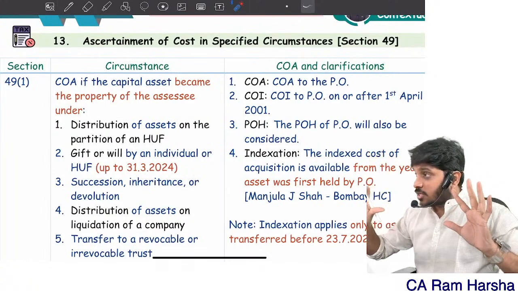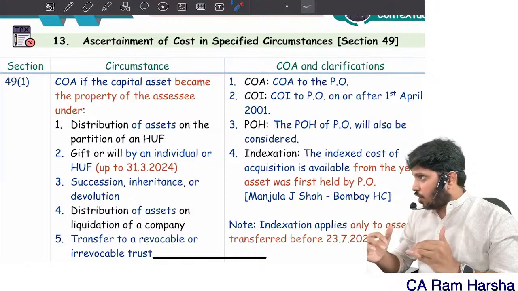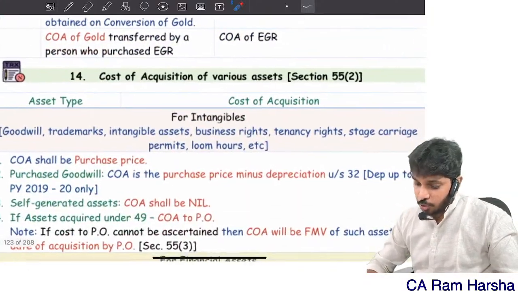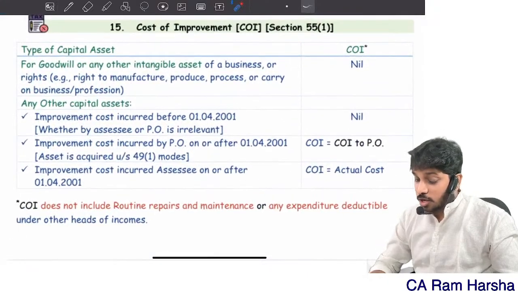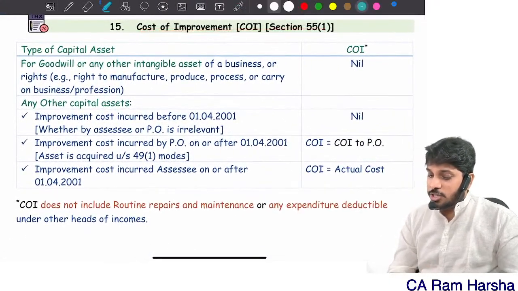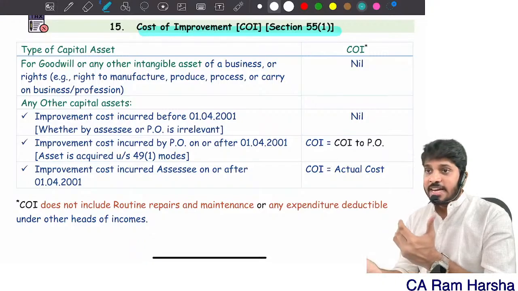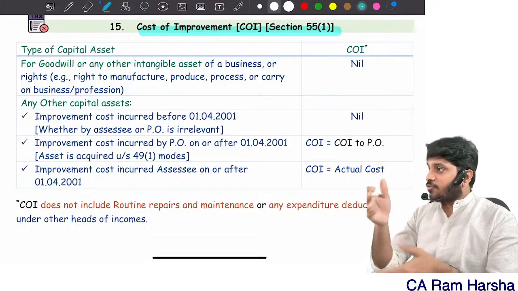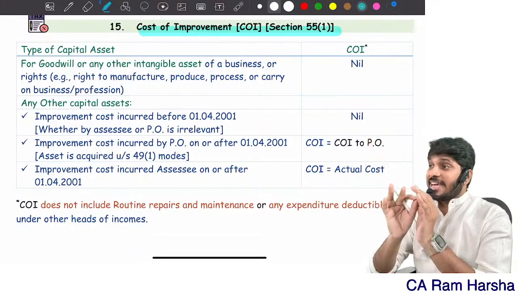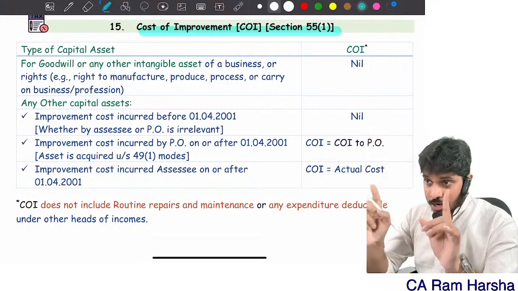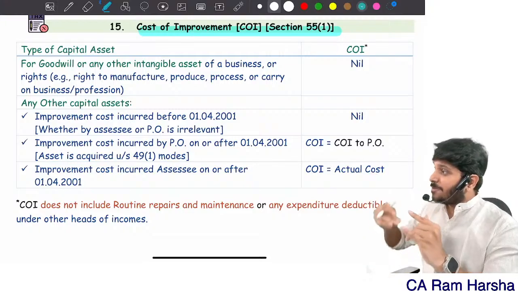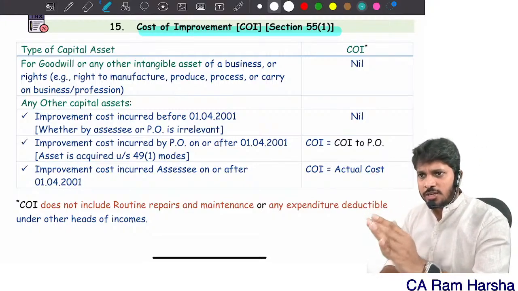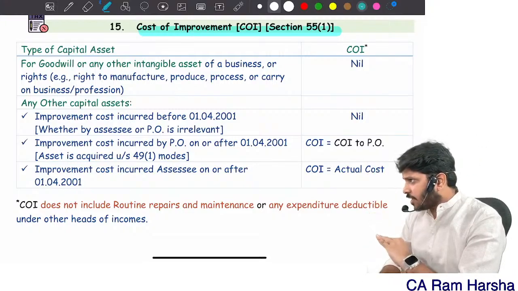So we understood what is cost of acquisition and what is indexed cost of acquisition. Then, what is cost of improvement? Let us look at the cost of improvement aspect also, and then we'll finish. Remember, I purchased some land, then I constructed a building, then I constructed an additional floor, then another additional floor. Any capital expenditure you spent on the asset after purchase is called cost of improvement. Able to understand?